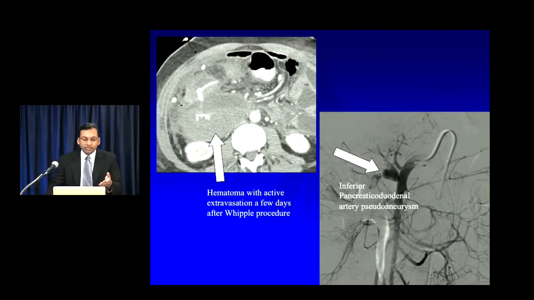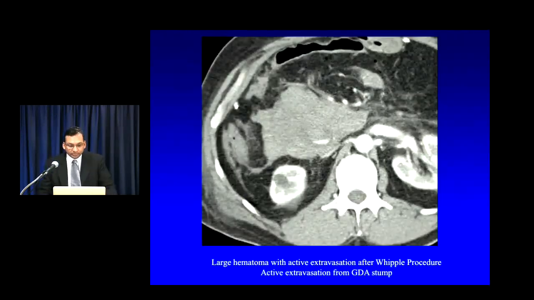Here's another example. This patient had a large bleed adjacent to the surgical bed a few days after the Whipple procedure, and notice that there's a pseudoaneurysm on the angio arising from the inferior pancreaticoduodenal artery. Here's another example. Again, a large bleed, active extravasation from the GDA stump. You can see this layering, active extravasation. This patient is, I think, immediately post-op, and so, as you'd expect, it's usually going to represent bleeding from the GDA stump.